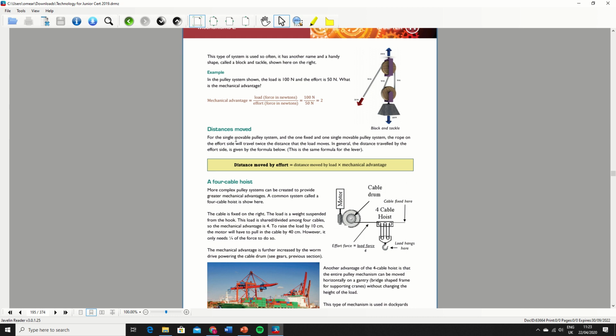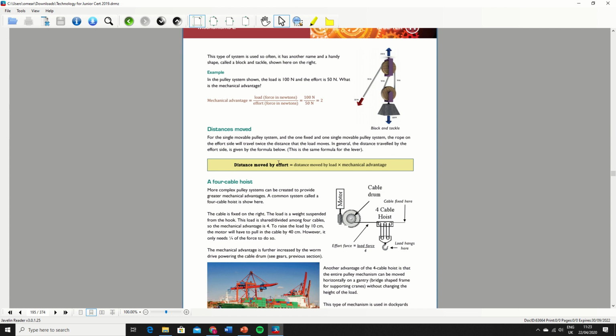If we want to move the load 1 meter, we have to pull the rope 2 meters. We know that already. Okay, so how do we calculate that? In general, the distance travelled by the effort side is given by the following formula.